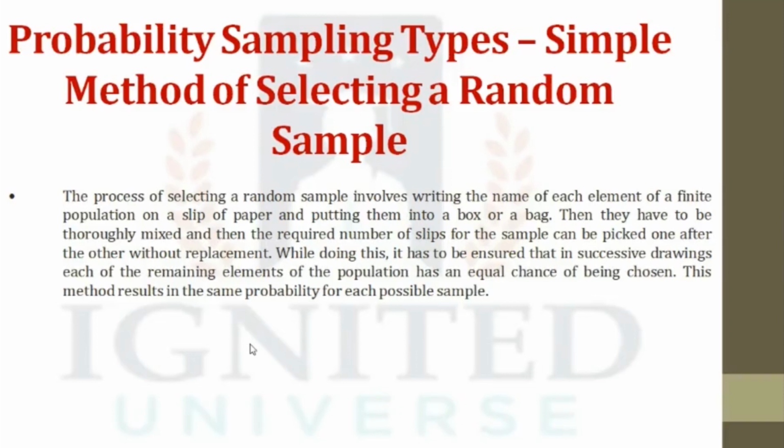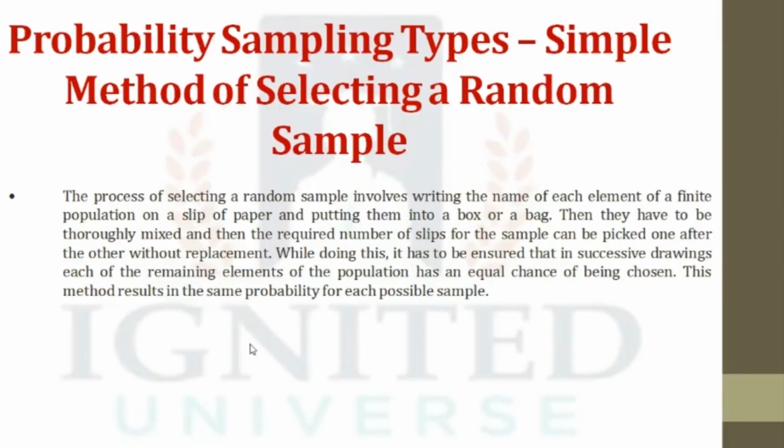However, with a finite population where the sampling is done without replacement, simple random sampling ensures that in successive drawings, each of the remaining elements of the population has an equal chance of being chosen, and hence the simple random sampling method results in the same probability for each possible sample.